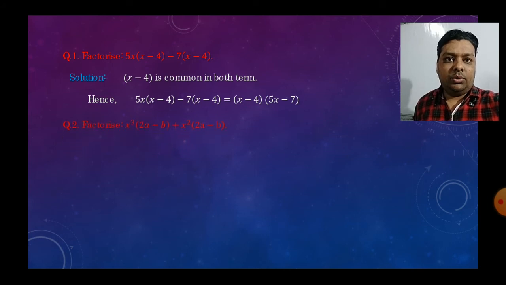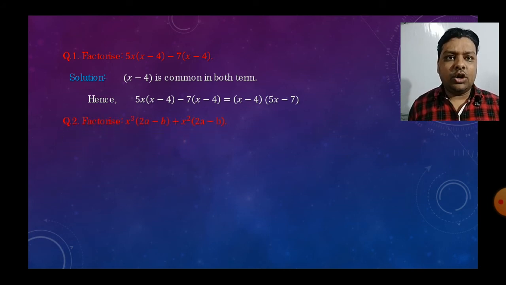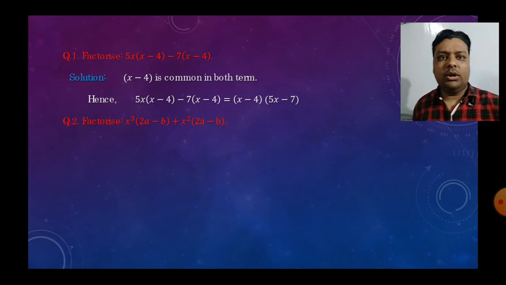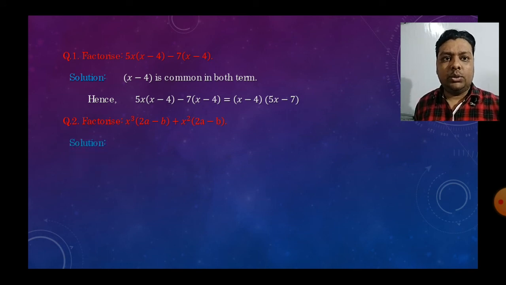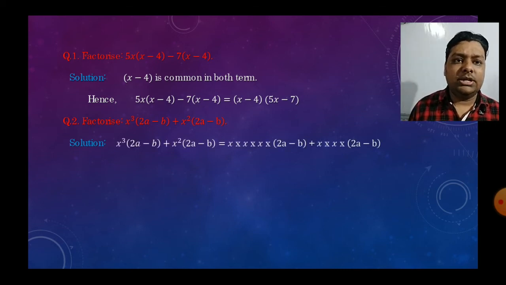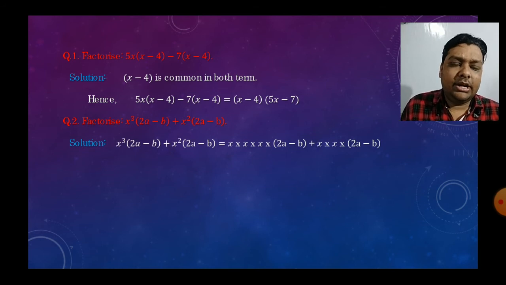Now question 2. Now this time what is common? Here you can see the first term is x cubed(2a minus b) and the second term is x squared(2a minus b). Okay. So what is common? At first 2a minus b, you can already see that it is common. But is any more term common or not? Let's see. Now we can write x cube into 2a minus b as x into x into x, and then 2a minus b, and x square as x into x and 2a minus b.